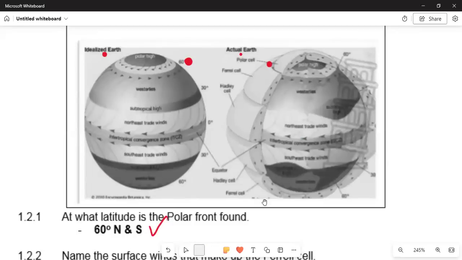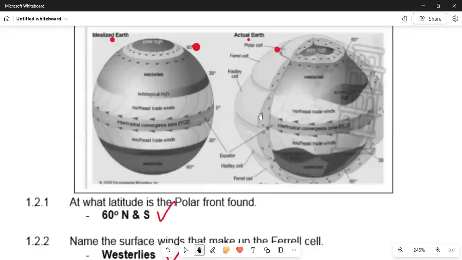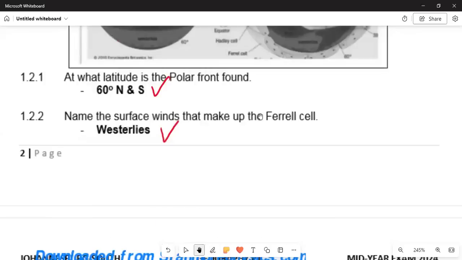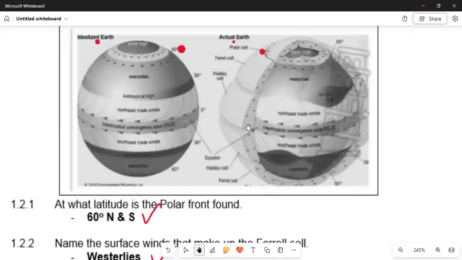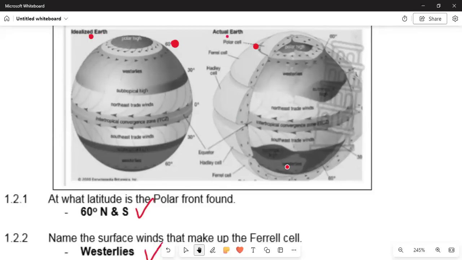Moving on, they ask us to name the surface winds that make up the Ferrel cell. That is the westerlies. The westerlies are here on the horizon, and in the idealized Earth, there it is, the westerlies. Then where is the Ferrel cell? This is the Ferrel cell, and this is the Ferrel cell. That is the westerlies.